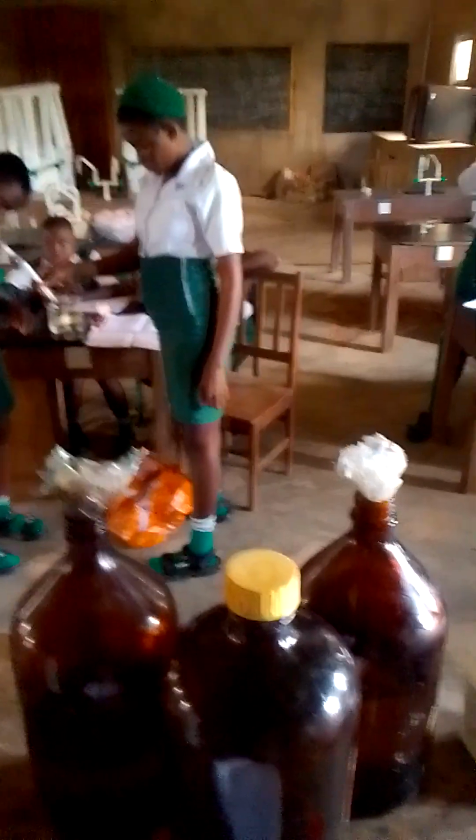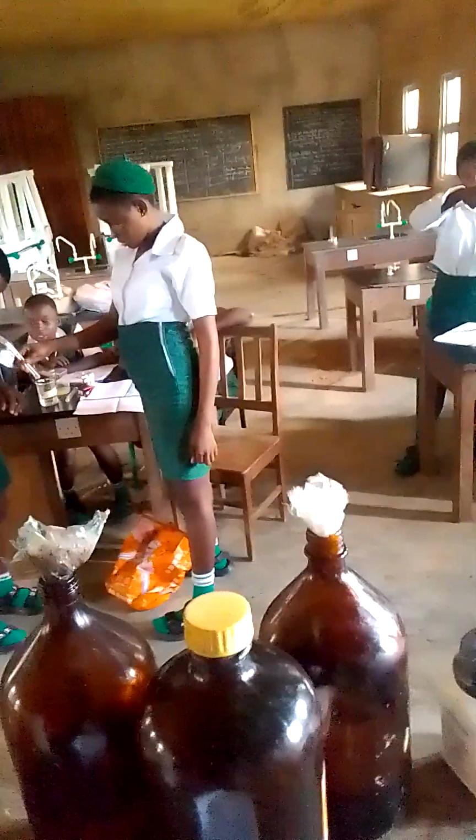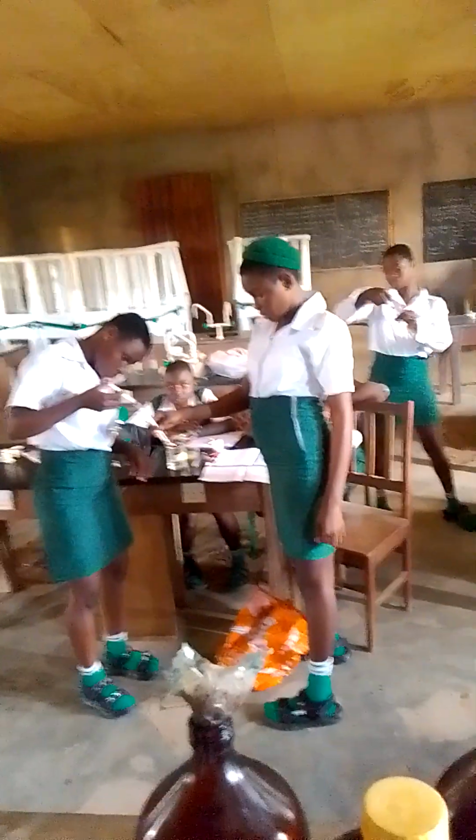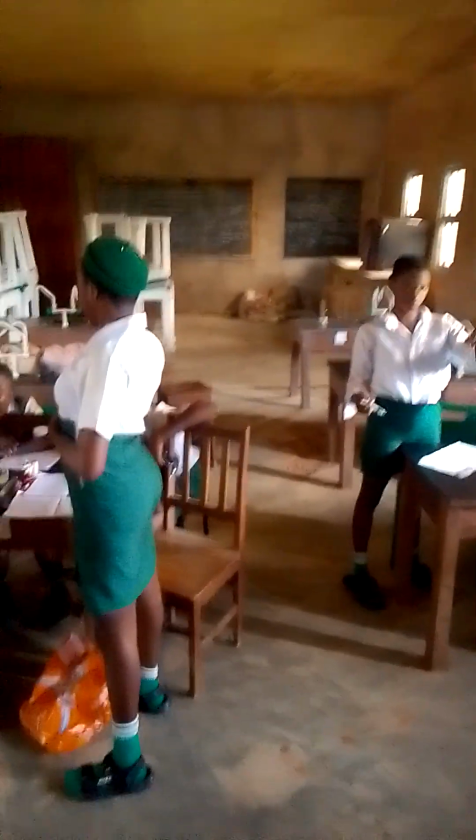And drop, and drop, and drop. What is happening? It's turning to what? You have a green gelatinous precipitate. Green gelatinous precipitate formed. Let me see. Green gelatinous precipitate formed. That is nice. Green gelatinous precipitate formed.